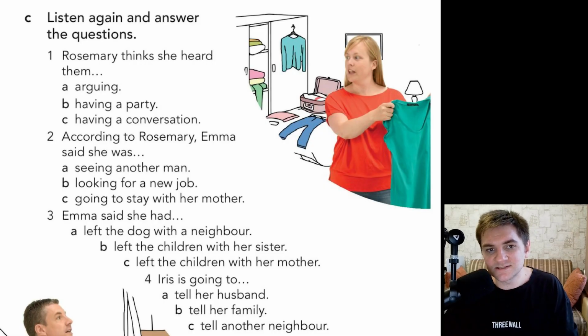Part C. Listen again and answer the questions. Number 1. Rosemary thinks she heard them arguing, having a party, having a conversation. Number 2. According to Rosemary, Emma said she was seeing another man, looking for a new job, going to stay with her mother. And number 3. Emma said she had left the dog with a neighbor, left the children with her sister, left the children with her mother. Number 4. Iris is going to tell her husband, tell her family, or tell another neighbor.